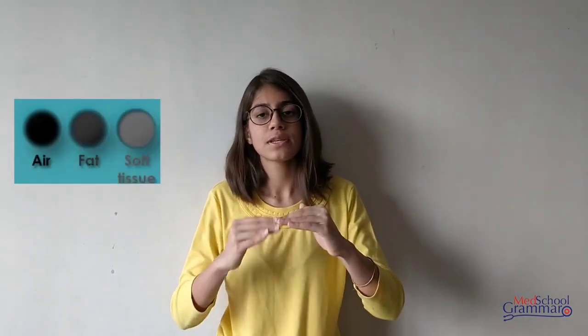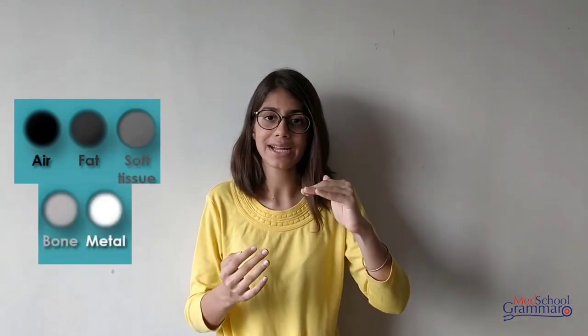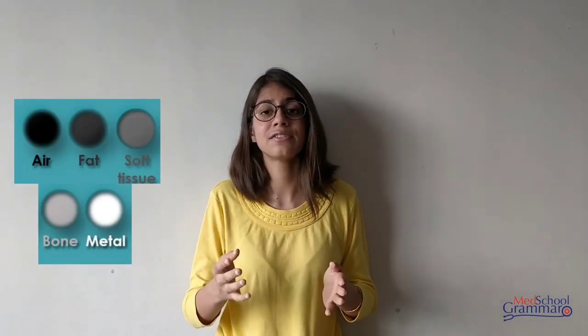Now, different tissues have a different appearance on the X-ray, which is as follows. Air appears black, fat appears dark grey, soft tissues appear light grey, bones appear off-white, and metals appear bright white. Now, it's not really a difference of colors as much as it is a difference of opacity. This is because the hard tissues absorb the X-rays, thus appearing brighter, more opaque on a radiograph, while soft tissues fail to absorb the X-rays and thus appear less opaque.